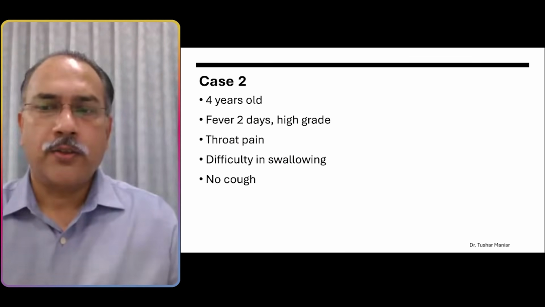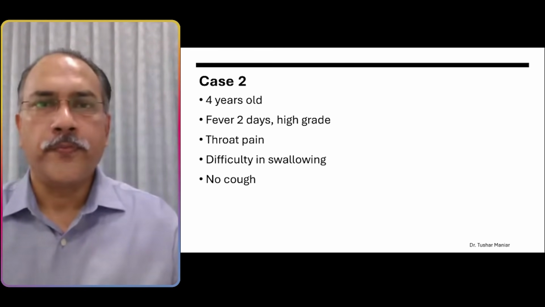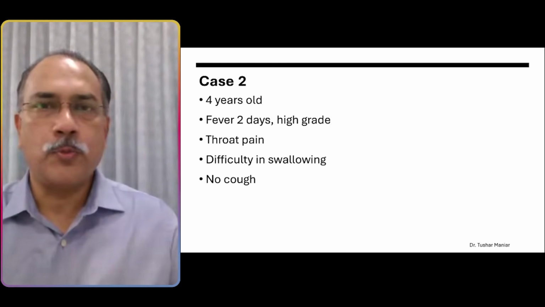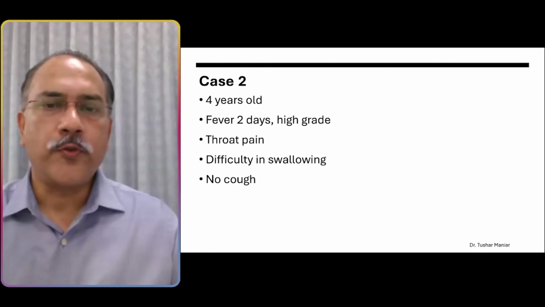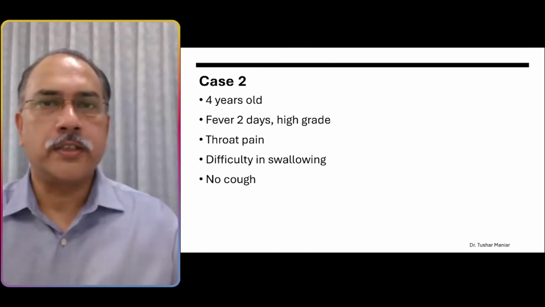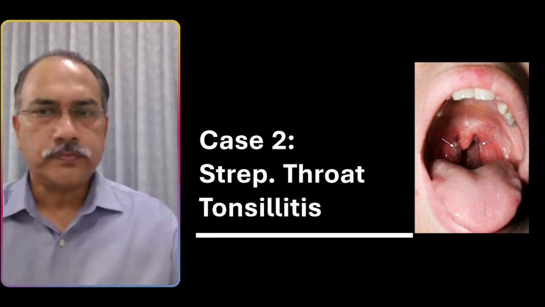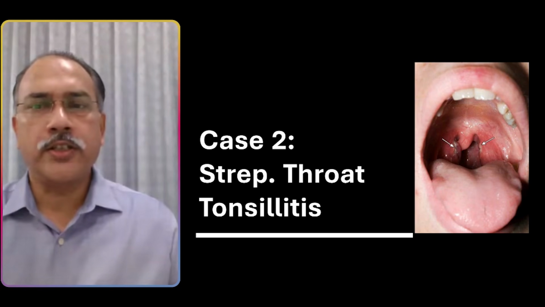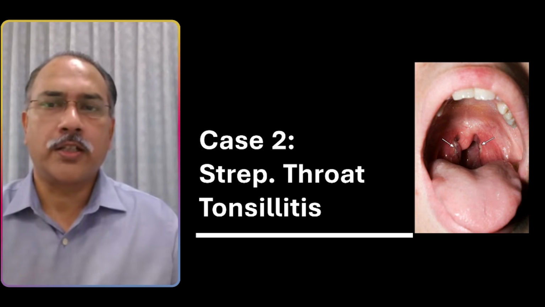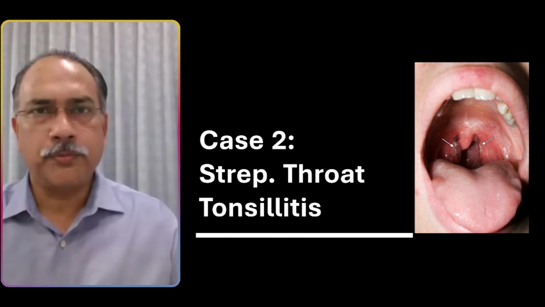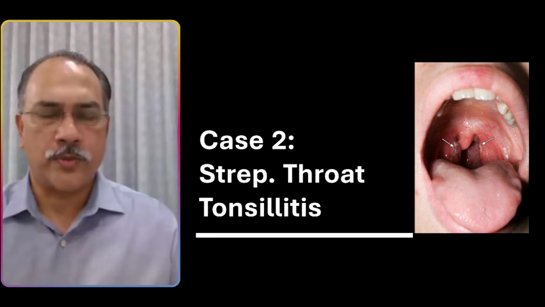We have a 4-year-old child, fever for 2 days, throat pain, difficulty in swallowing, no cough. Now you must realize today's topic is on therapeutics, so we are not going to dwell too much on the diagnostics or how and why we came to the diagnosis of a particular condition. With this, we are thinking in terms of either a streptococcal throat infection or tonsillitis. On examination, we saw this child had a hyperemic tonsillar pillar. The tonsils were hypertrophied, hyperemic, and there was some exudate on them as well.